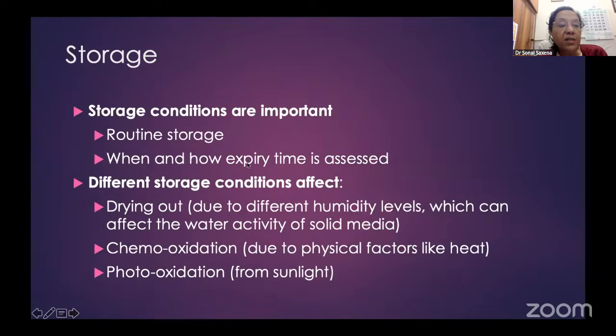The storage conditions are important because routine storage should be mentioned by the manufacturer. So you have to check your fridge whether it is maintaining the temperature. Storage conditions may affect drying out. There may be chemo-oxidation due to physical factors, or there may be photo-oxidation from sunlight.